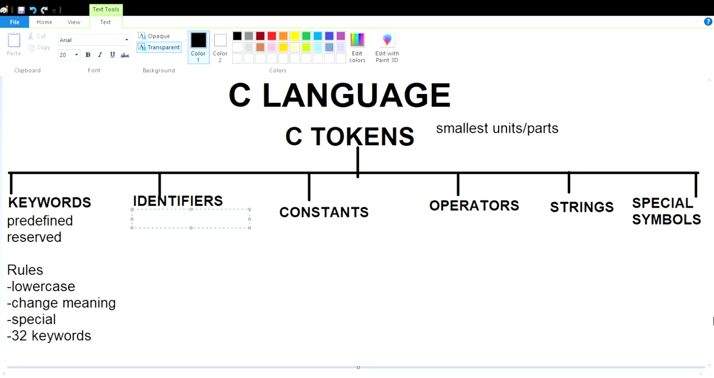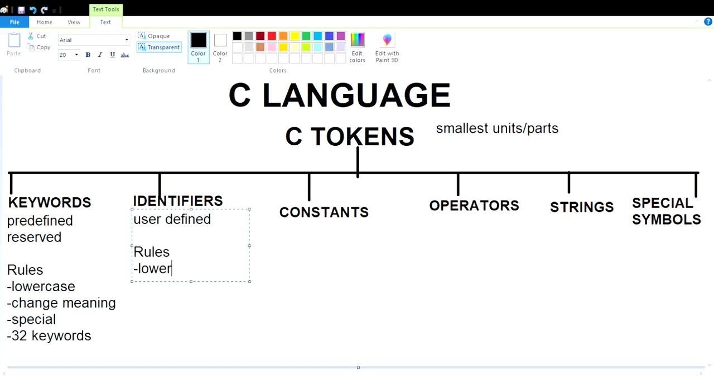Identifiers are user defined words. User defined means the user creates these words on their own. These identifiers are not known to the C language. They are known to the users only. That's why these words are called user defined words. But while using identifiers, we have to follow some rules. So what are those rules?